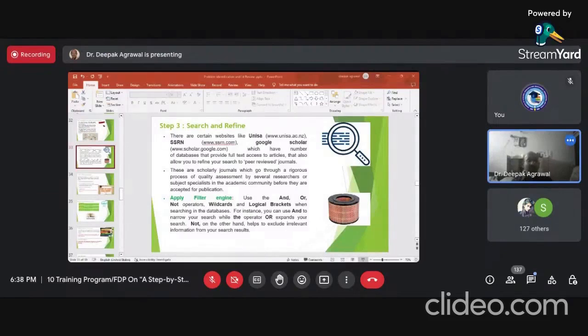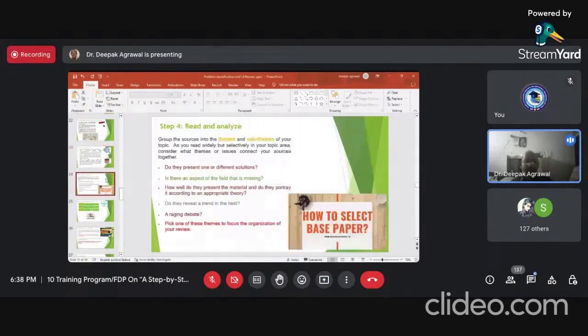You can even apply search filters so that you can collect specific information, like by adding AND, OR, or logical brackets, which will filter the information. Otherwise, you will get tons and tons of pages on a single click. Read and analyze that data.